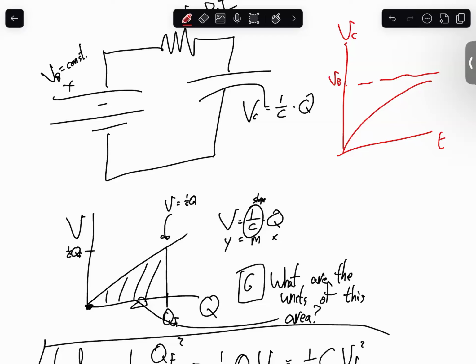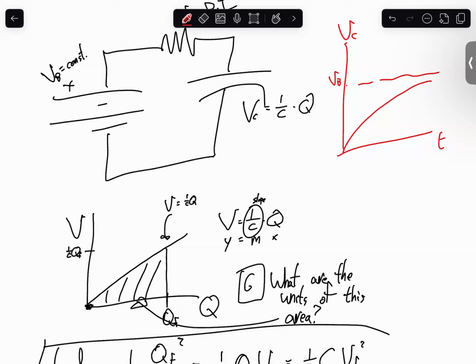The first bit of charge to go on costs no voltage, costs no energy. The next bit of charge to go on, as Q is bigger, V is bigger, and it experiences a bigger charge times voltage for that charge. The more charge the capacitor gets, the harder it is to charge further. Just like blowing up a balloon, the first breath is easy, the last breath is hard. The air in the balloon builds up its own pressure. The total energy stored in the balloon is not the final pressure times the total air.